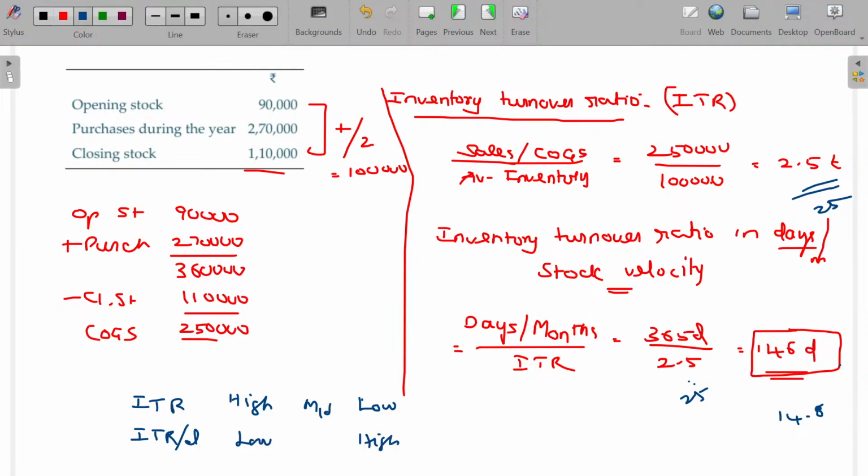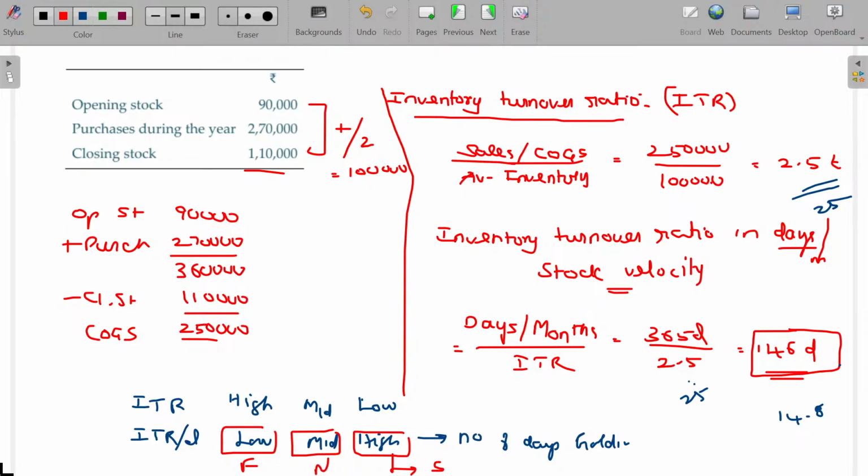And mid-range. See, inventory turnover ratio in days or months is nothing but the number of days that the inventory we purchased is kept in our godown before consumption. Number of days holding. If the number of days holding is high, more days, then this will be called slow moving. This will be called fast moving. This is called normal moving. Fast moving, normal moving, and slow moving. That's how you can link the inventory turnover ratio with the classifications of material.